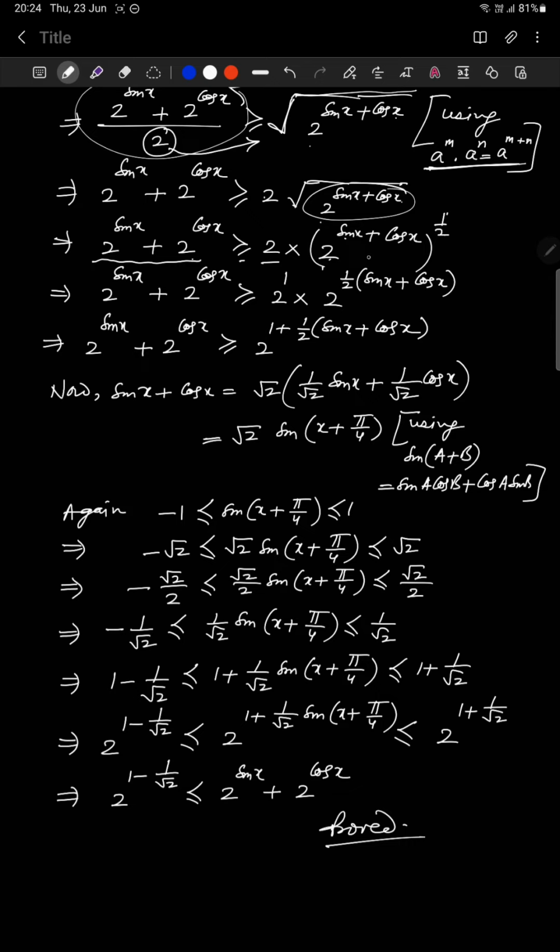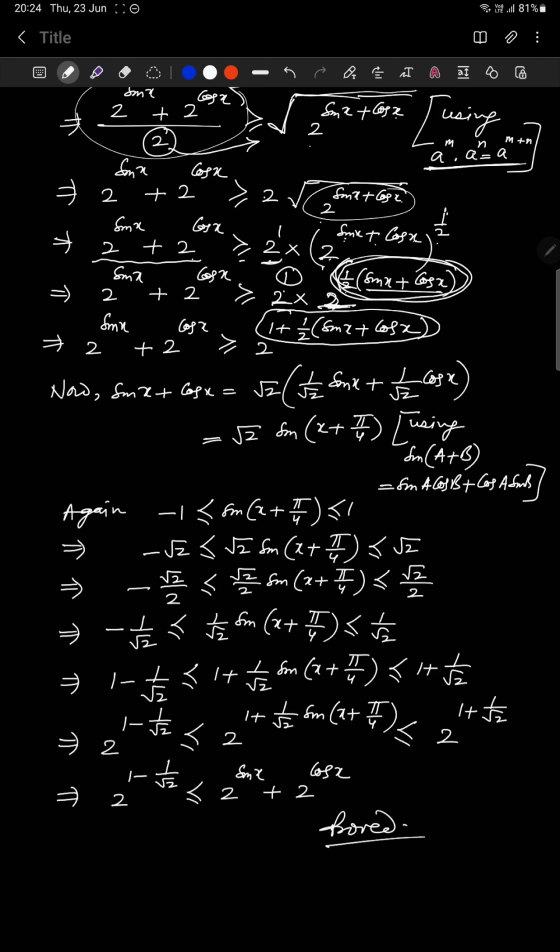And using another law of indices, this 2 to the power sin x plus cos x whole power 1 by 2 can be written in this form, that is 2 to the power 1 by 2 multiplied by sin x plus cos x, in the index or in the power of this 2. And this 2 is written as 2 to the power 1. So as you are again finding that the bases are the same, this 1 and 1 by 2 multiplied by sin x plus cos x are added over here.